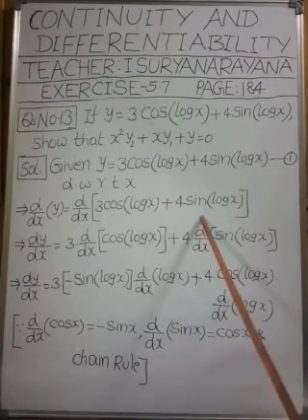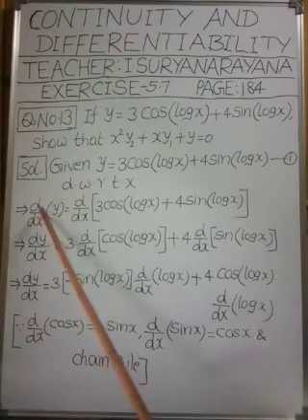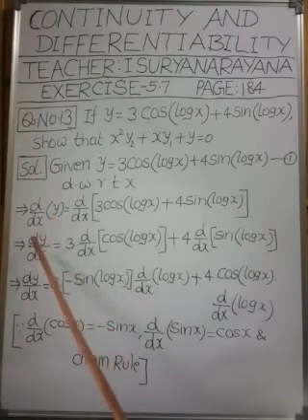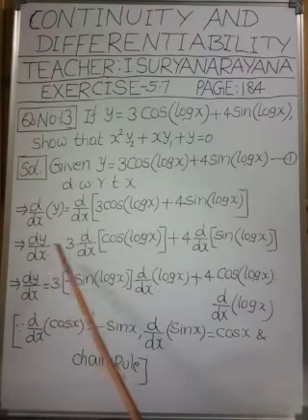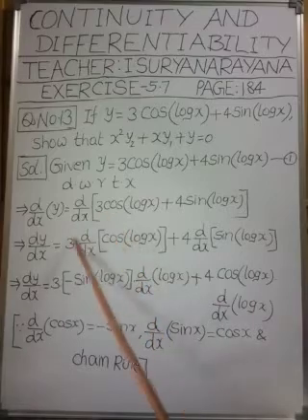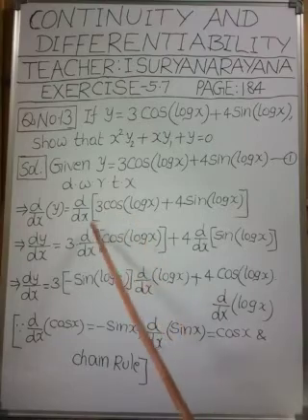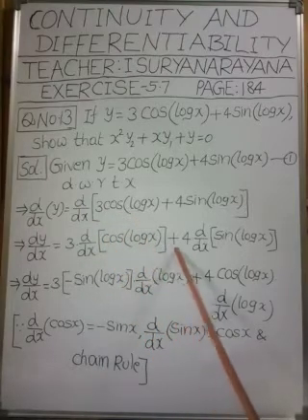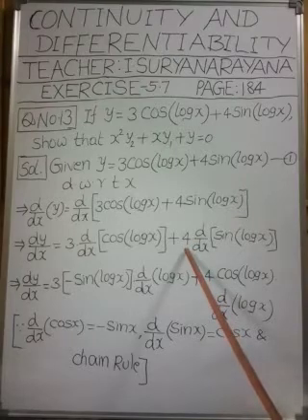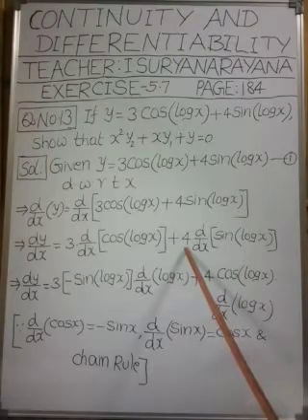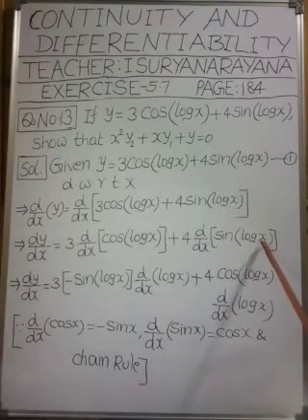Understood this step, my dear children? Right. This implies d by dx of y. What is the value of d by dx of y? Yes, dy by dx. Understood this LHS part, my dear children? Right. Is equal to, here 3 is a numerical coefficient. I wrote it outside. Then we take the next function d by dx of cos of log x plus, similarly here 4 is a numerical coefficient. I wrote it before the differential operator, and we wrote d by dx of the function sin of log x.